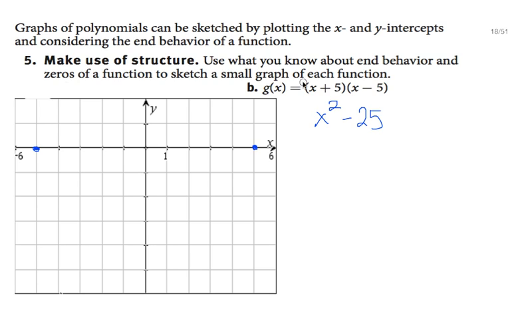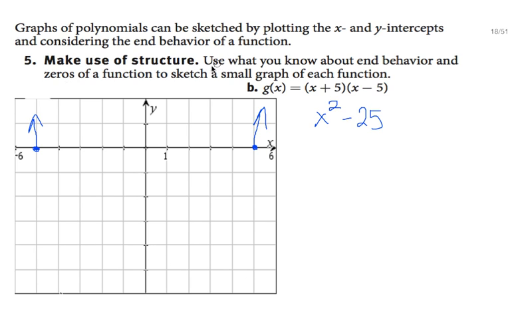Okay? Now notice that our leading coefficients are positive numbers, so our end values have to be going up. So this is what it's going to look like, and I honestly have no idea exactly what the graph is going to look like on the bottom.